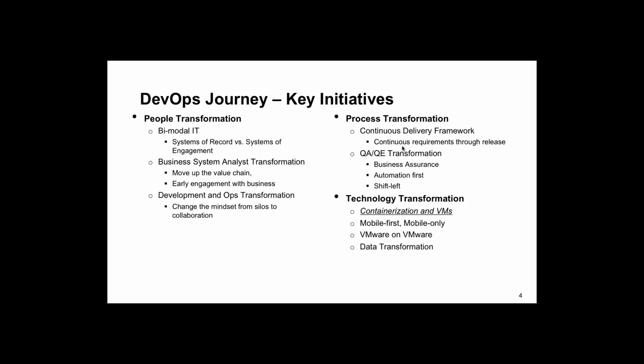And from a technology transformation perspective, we chose containers as our primary technology. Primarily, Docker is used heavily as the primary containerization technology within our infrastructure now. And we also have a number of other initiatives in the mobile and data transformation areas.